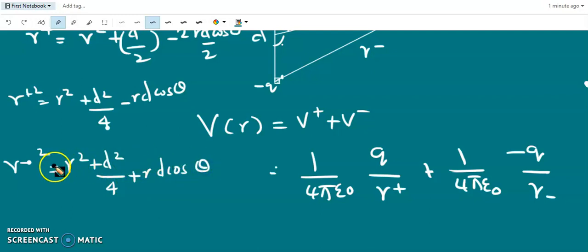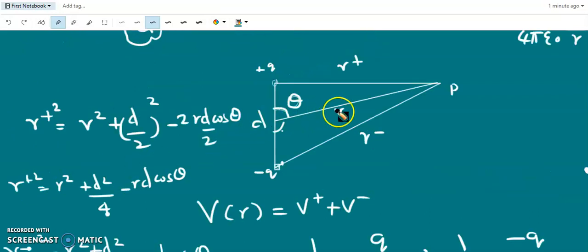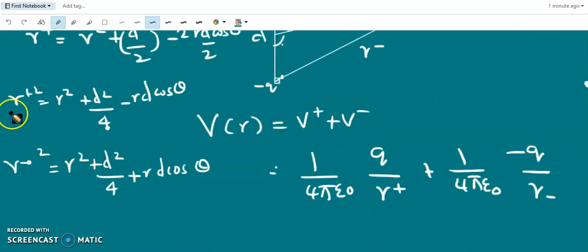So now we have expressed r plus and r minus in terms of the distance r. r is the distance from the center of the dipole to the point P, which is given, and we don't know the values for r plus and r minus. So we have represented r plus and r minus in terms of r and theta. Theta is already given. Theta is the angle made by this r with respect to the dipole moment direction. Okay.